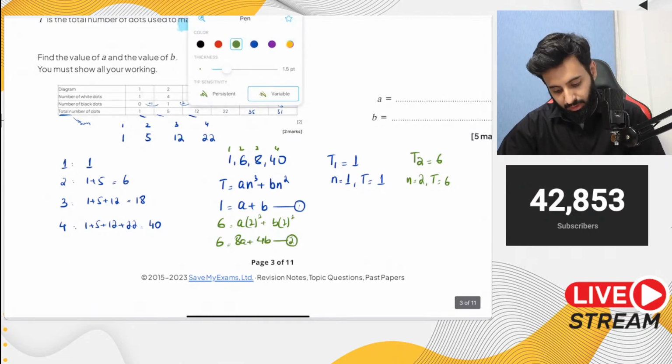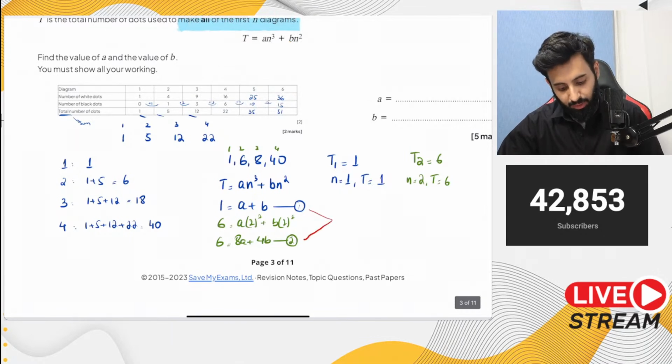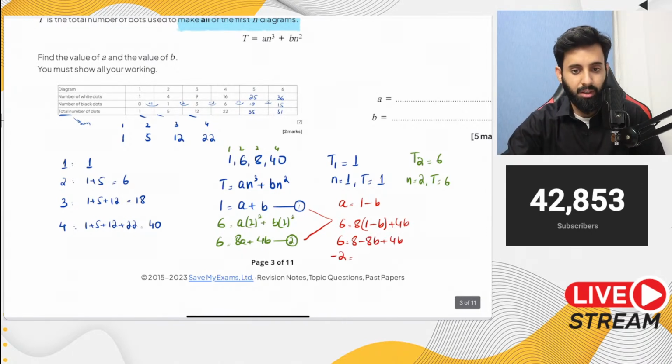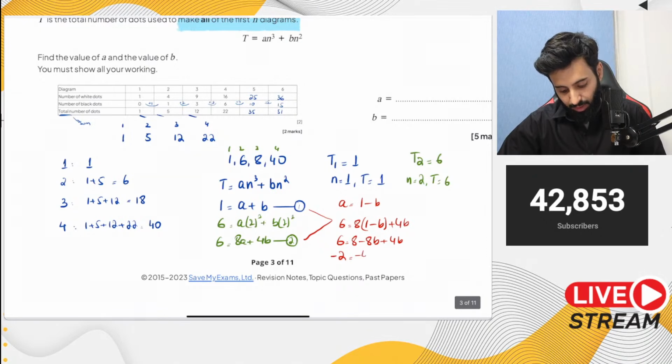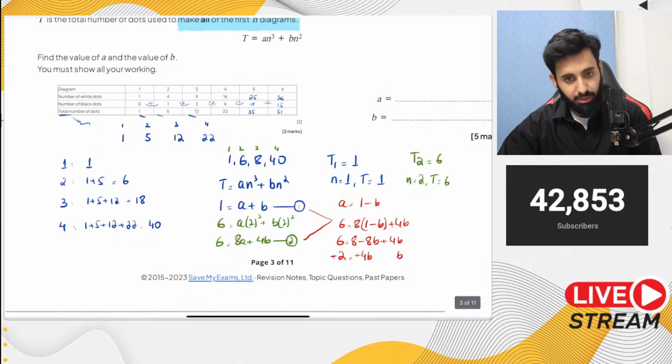Now what you can do is solve these two simultaneously. So use the first equation, and let's say I make a the subject. So a is going to be equal to 1 minus b. And then we can plug it in over here. 6 is equal to 8 into 1 minus b plus 4b. So 6 is equal to 8 minus 8b plus 4b. So let's simplify this. 6 minus 8 is minus 2. And then minus 8b plus 4b is minus 4b. Yeah, that's correct. So b is equal to what? b is equal to 1/2.